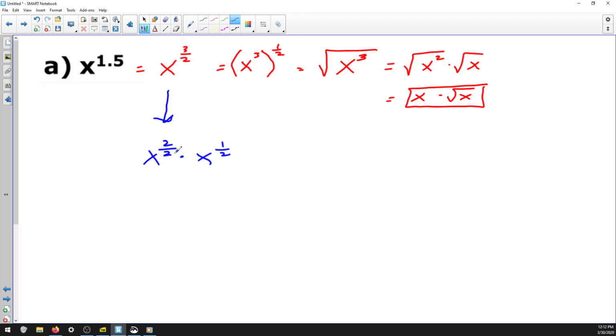So if you notice, if I add these exponents, I get my 3 halves back, so I'm allowed to do this, okay? And 2 halves is just 1, right? So this is just x, right? And then x to the 1/2 is the square root of x, okay?